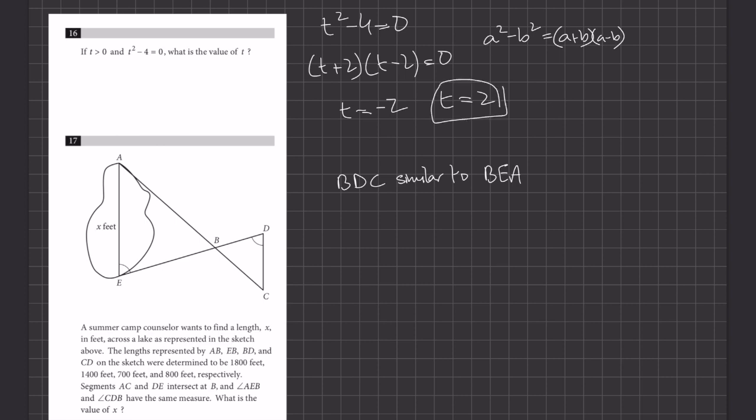Question 17 requires the concept of similar triangles. BDC is similar to BEA. This was determined by the positioning of the angles in both triangles. We write down the given values on the diagram, which tells us that triangle BEA has twice the lengths compared to BDC. Hence, x can be found by doubling DC, which gives 1600.